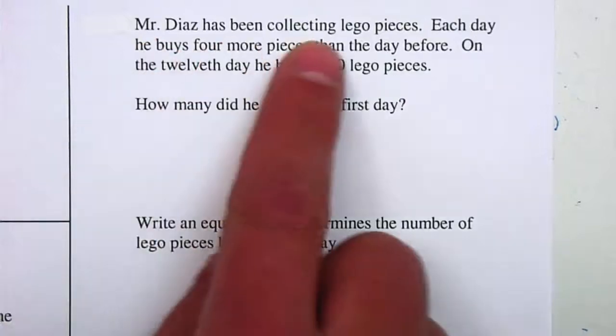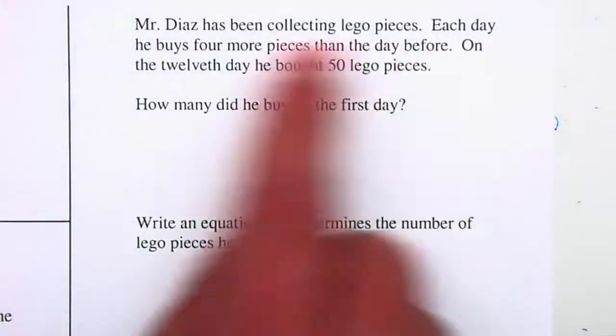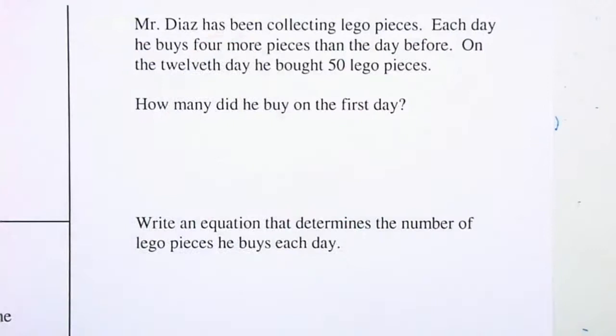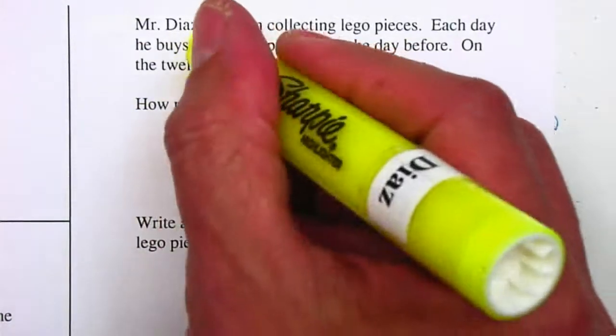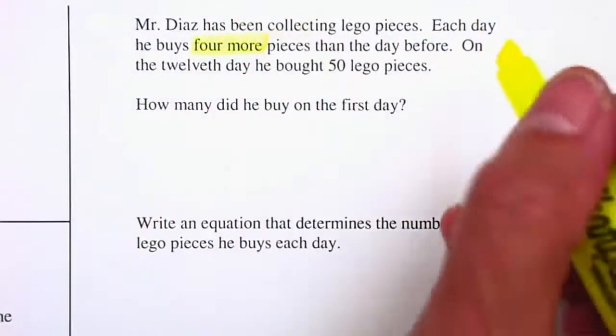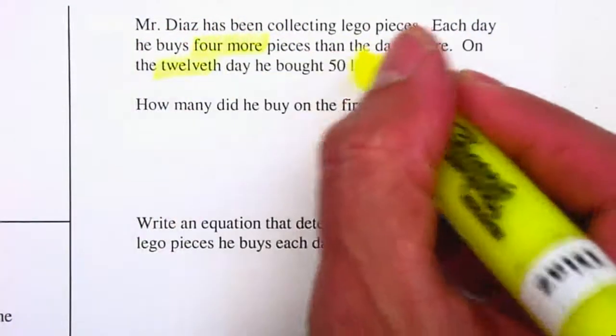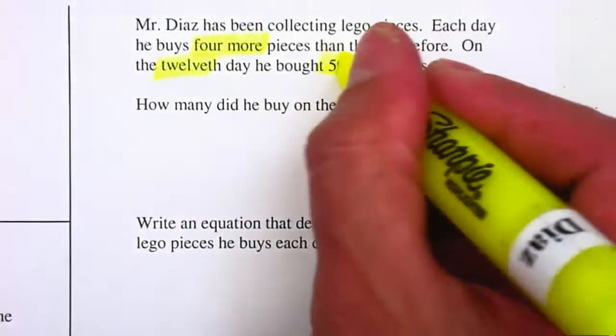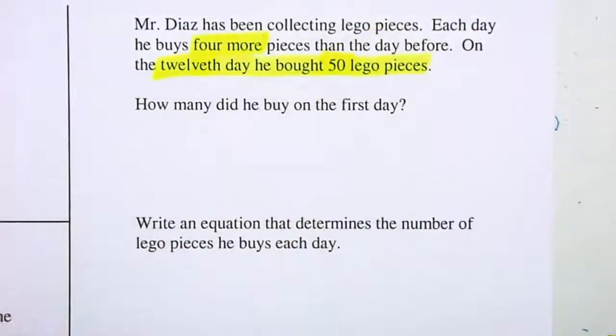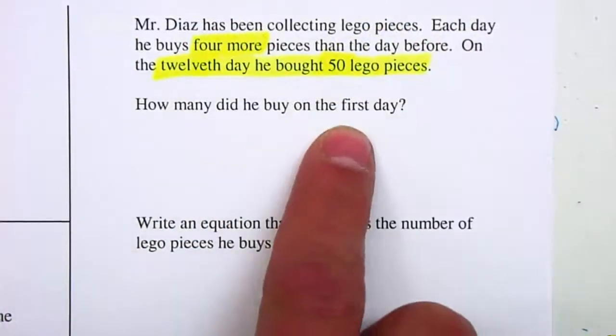Mr. Diaz has been collecting Lego pieces. Each day he buys 4 more pieces than the day before. So each day he's going to increase by 4. On the 12th day, he bought 50 pieces. How many did he buy on the first day?